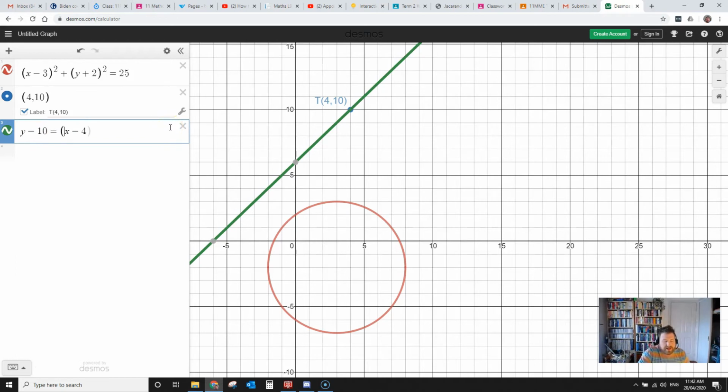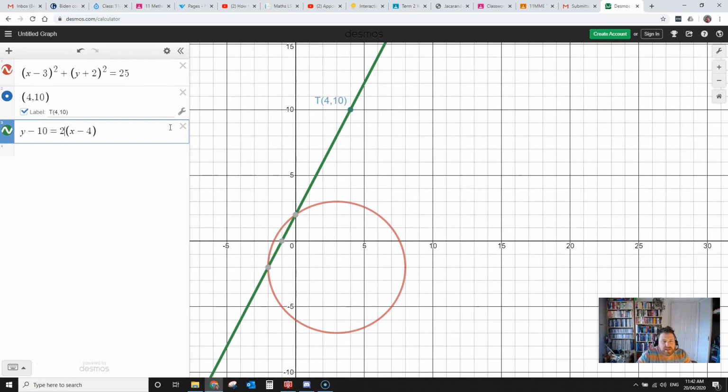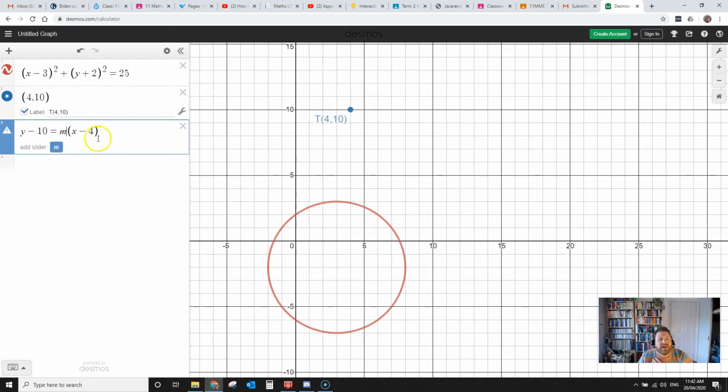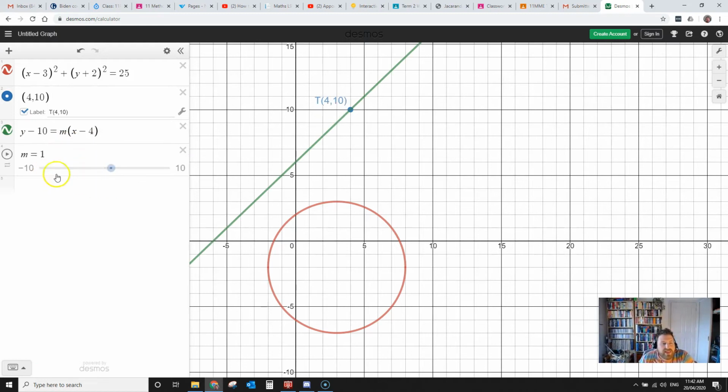We want a different gradient, so if I put a different gradient on that, let's say 2, then it still goes through (4, 10), but it has a different gradient. But now it cuts through the circle. It's not quite right. So what we really want is some unknown gradient, and then we want to slowly modify that gradient and find the right value of m. And then that point there is going to be r. But of course there's another m that does the job, and this m here also constructs a tangent.